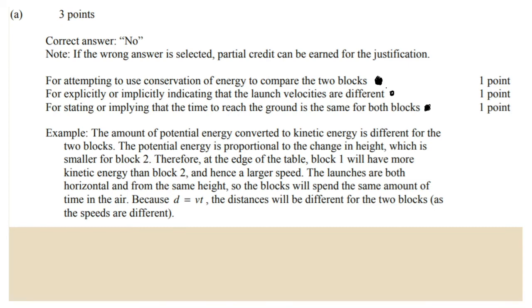The example says the amount of potential energy converted to kinetic energy is different for the two blocks. The potential energy is proportional to the change in height, which is smaller for block 2. Therefore, at the edge of the table, block 1 will have more kinetic energy than block 2, and hence a larger speed. The launches are both horizontal and from the same height, so the blocks will spend the same amount of time in air. Because d equals vt, the distances will be different for the two blocks as their speeds are different.